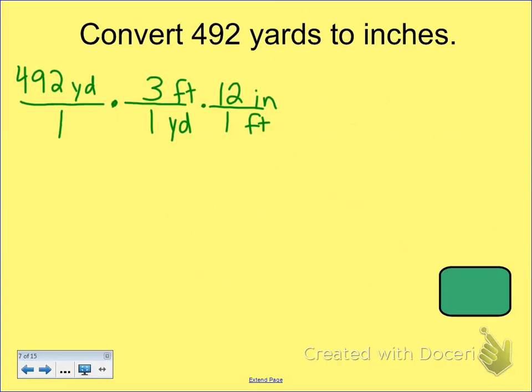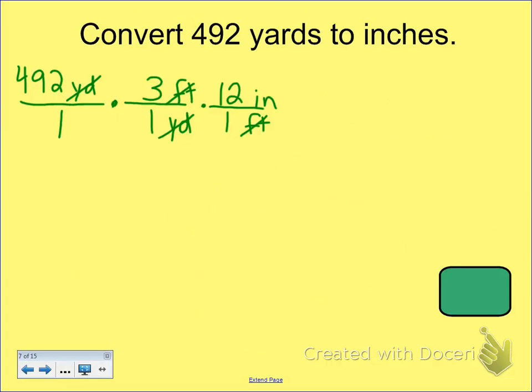If you don't do this step, your science teachers will be mad at me. So make sure you go back and you cancel out your units. Yards on top, yards on bottom, so they can cancel out. Feet on top, feet on bottom, so they can cancel out.